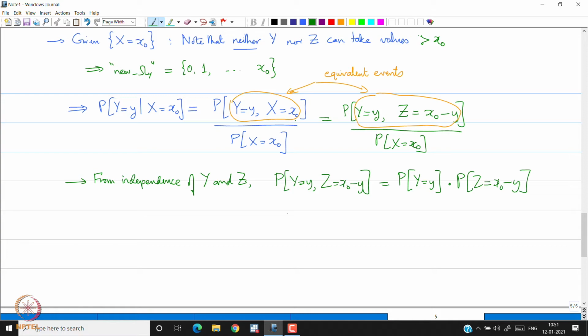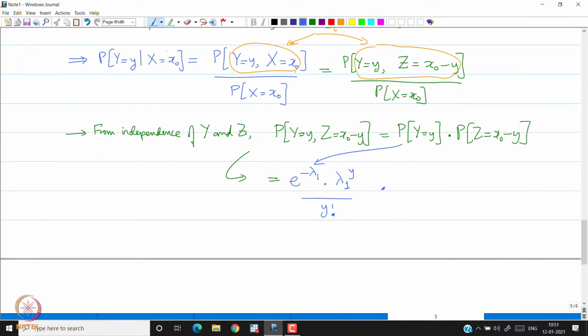So therefore this is going to be equal to, now this Y equal to small y is basically e to the power of minus lambda 1 into lambda 1 to the power of y divided by y factorial, multiplied by the Z equal to x naught minus y, which is going to be e to the power of minus lambda 2 multiplied here into lambda 2 to the power of x naught minus y divided by x naught minus y factorial. So this is the numerator term in the conditional probability up there.